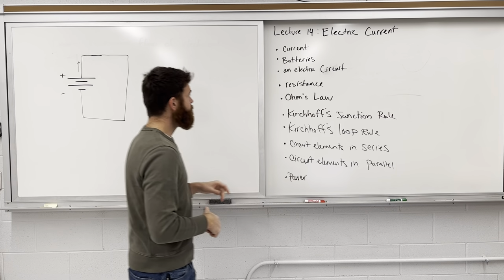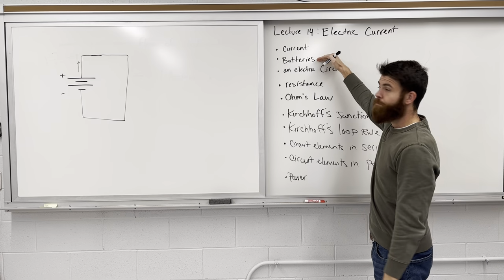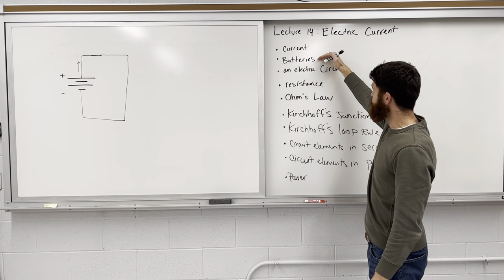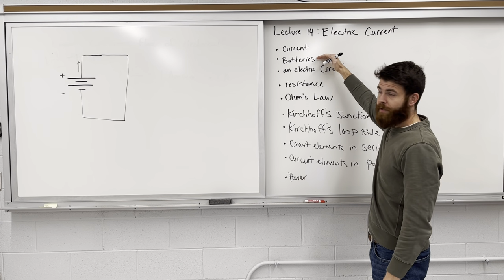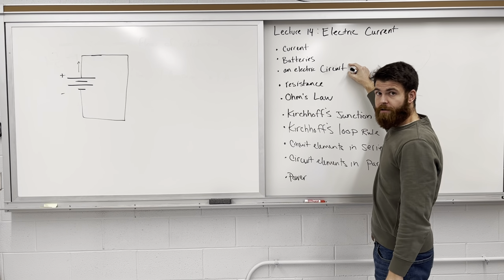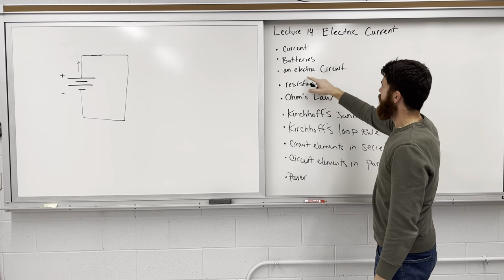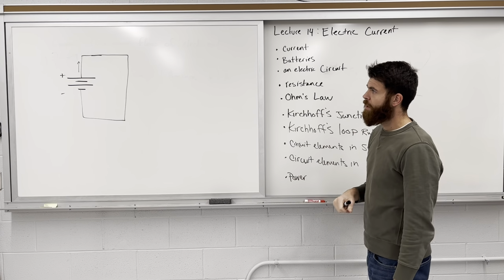All right, so an electric circuit is basically you have something to push the charge. That's some source of energy or electric potential. That's a battery. And then you have an electrically conductive material to allow the current to flow through, and that creates a circuit. Okay.